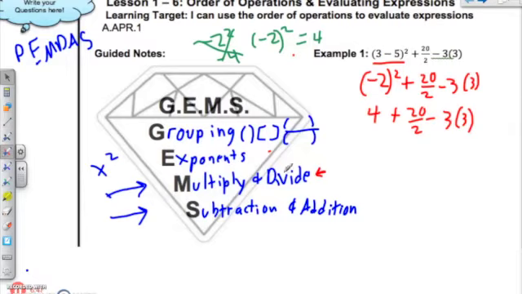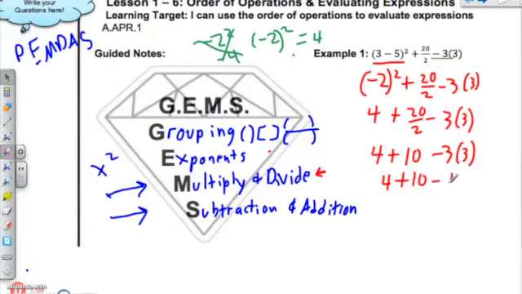It doesn't matter if it's multiplication or division, whichever one of those two pops up first is the one we're going to deal with. So I have 4 plus, I do have division here, 20 divided by 2, which is going to give me 10. Now I still bring everything else down. So now I have 4 plus 10, and I can do this multiplication.